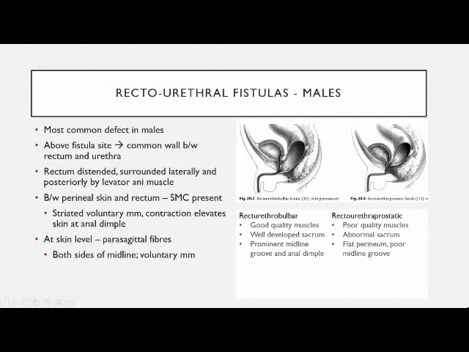The rectum is distended and surrounded laterally and posteriorly by the levator ani muscle, and between the perineum and the skin, the sphincter muscle complex will be present. At the skin level, we can see the parasagittal fibers on either side of the midline.